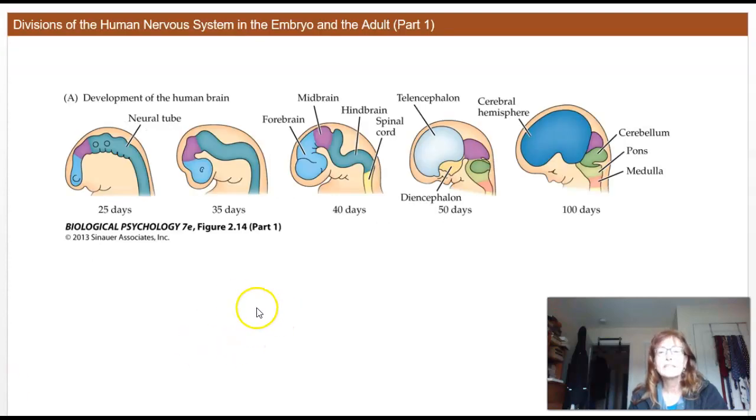So we can see it here as it develops. The neural tube in this early embryonic stage starts to enlarge. We start to see the development of these different areas of the brain. Here we have the telencephalon. There's that diencephalon just right below that. And then we get further development along the way.